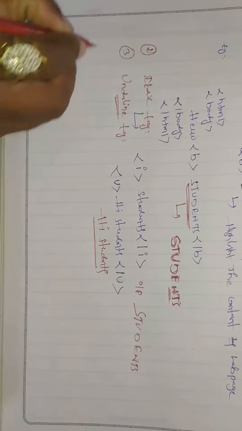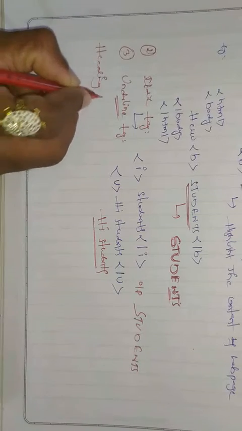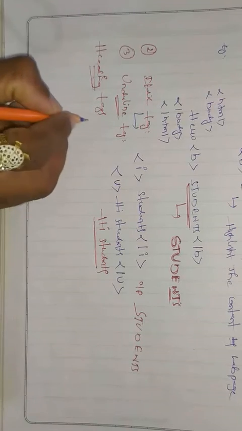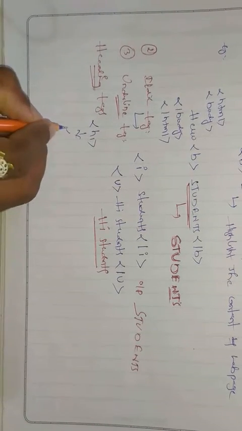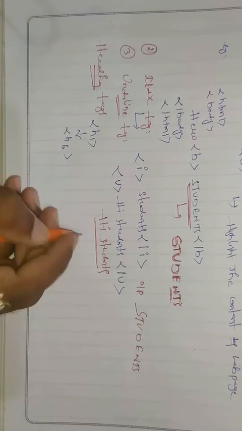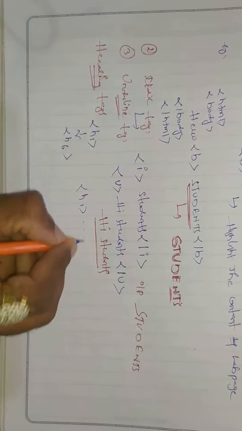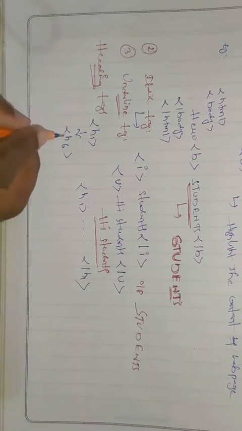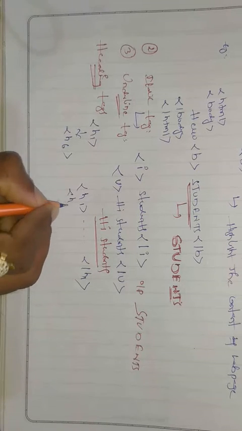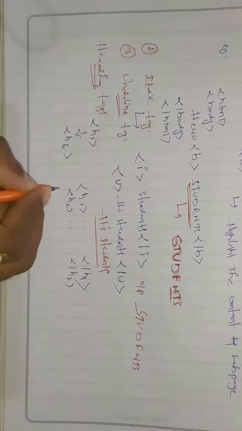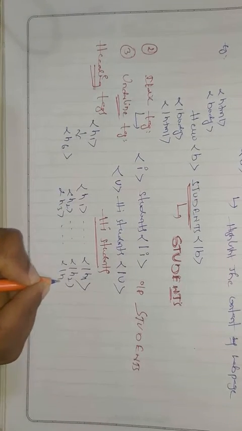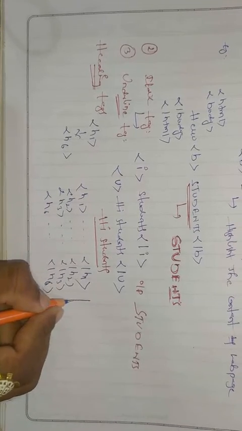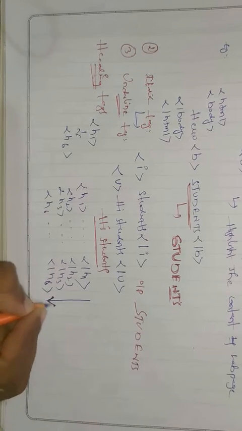Next, the heading tags. We have the heading tags H1 to H6. H1 is bigger in size than all the others, whereas coming to H2, H3, up to H6, the size of the heading decreases like this.